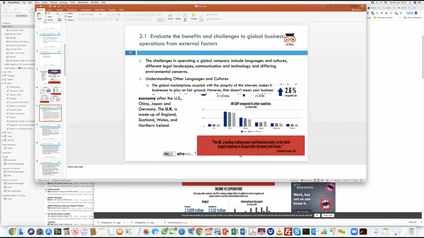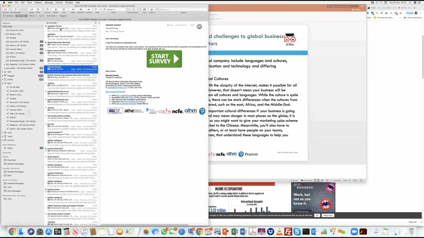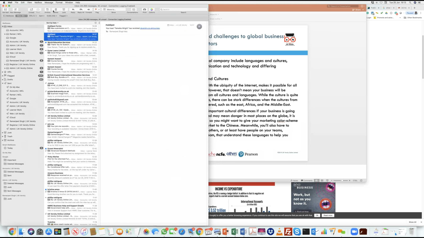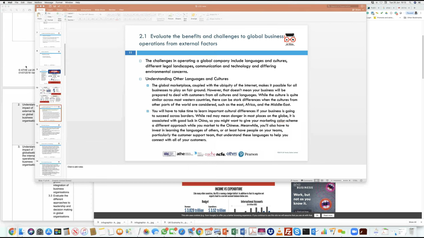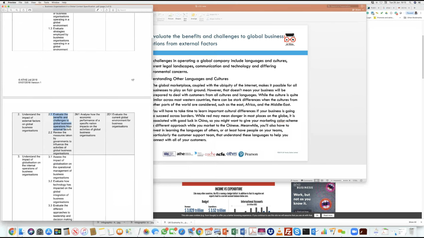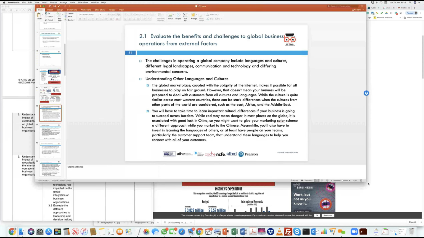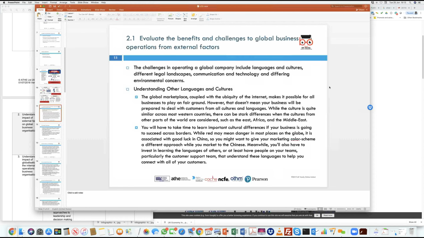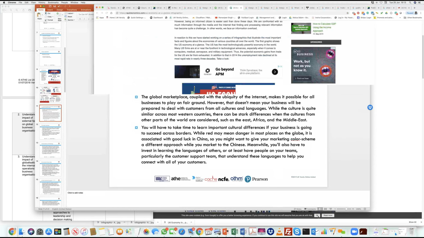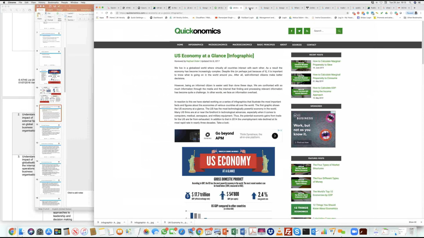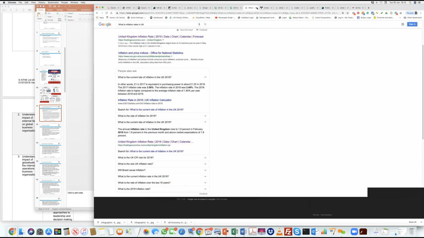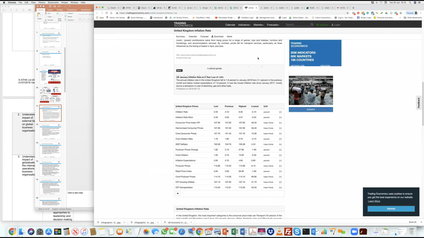Let's look now at some of the assessment criteria, for the unit that we are covering. The first one is: evaluate the benefits and challenges of global business operations from external factors. So when we look at this, what challenges do you think companies face when they work globally? Can you think of some challenges?